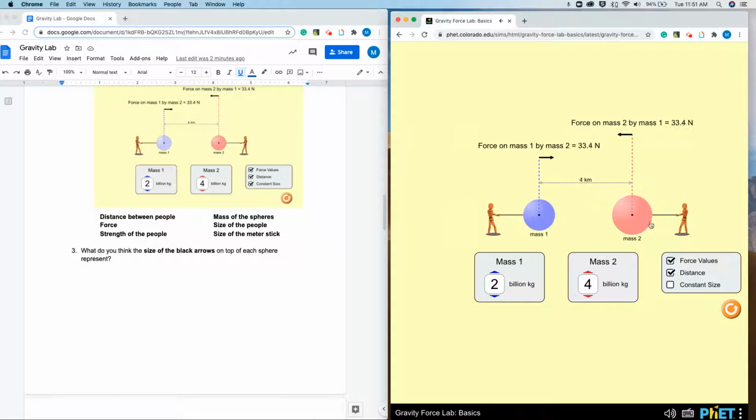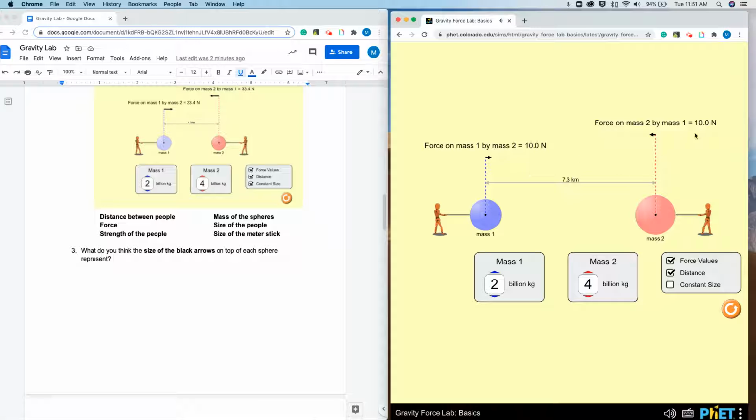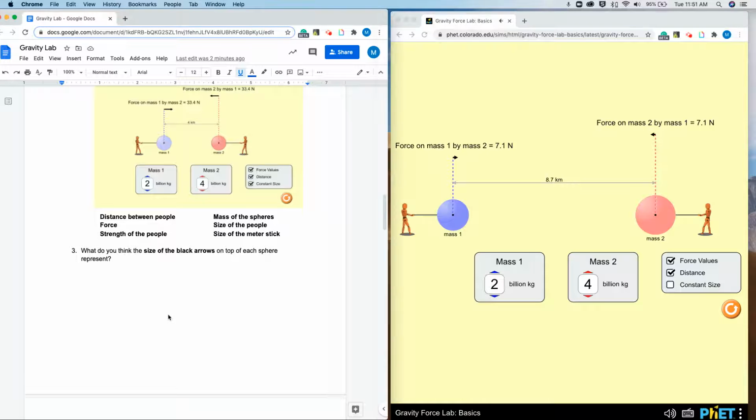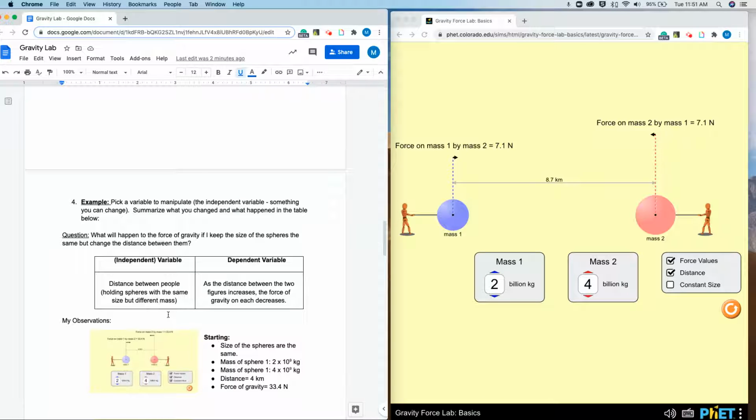When you move the spheres back and forth, you'll notice that the number changes. That letter N is a unit. N stands for Newton, and Newton is a unit of force. So with that in mind, what do you think these arrows are representing? Once you're done with that, the next thing we're going to do is the actual lab.